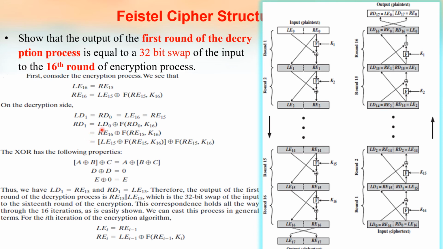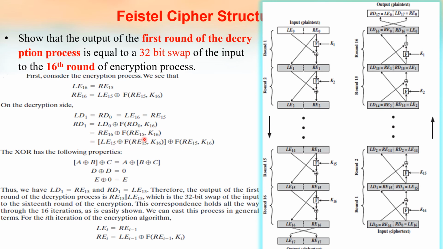So I will expand LD0. Instead of LD0, which is the right side, I have written RE16. Then XOR. Instead of RD0, I have to bring it to terms of 15, so I can write RE15. RD0 is RE15, so instead of RD0 I have written RE15. Then comma K16.